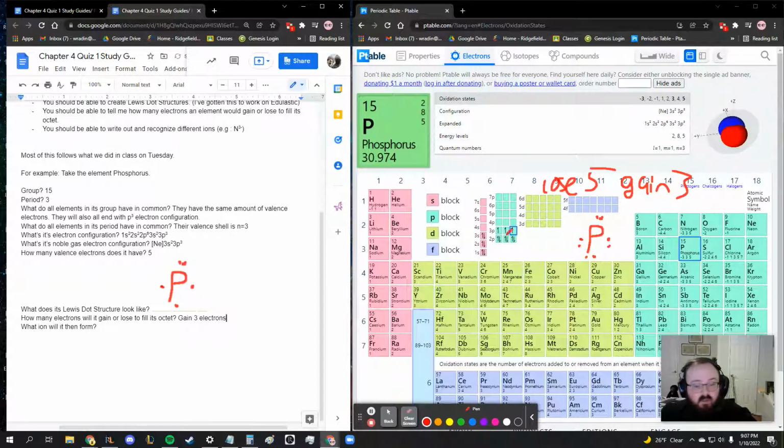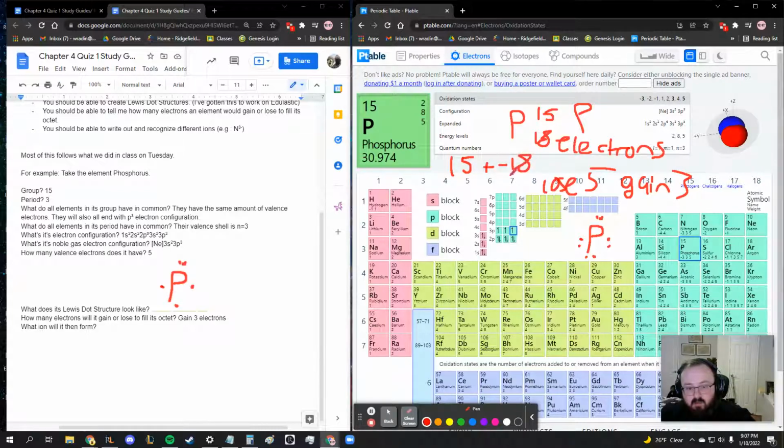If we gain 3 electrons, phosphorus has 15 protons. So if we're gaining 3, we have 18 electrons. And our charge is going to be 15 plus negative 18, which will give us a negative 3 charge. So we will form a phosphorus 3 minus anion. And we're going to see why this is going to be useful after our test.